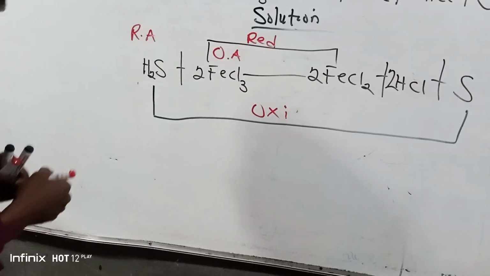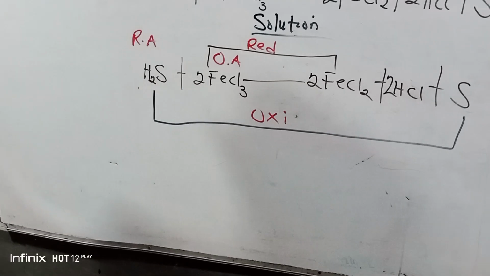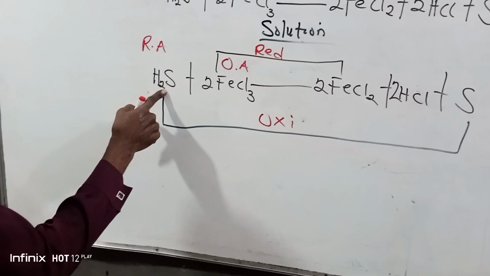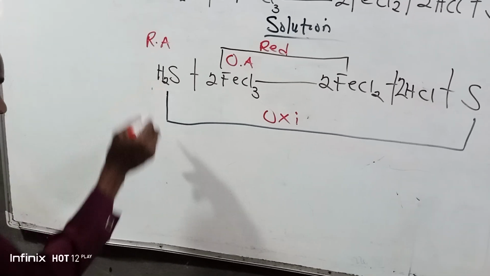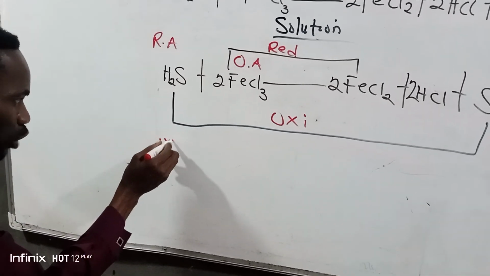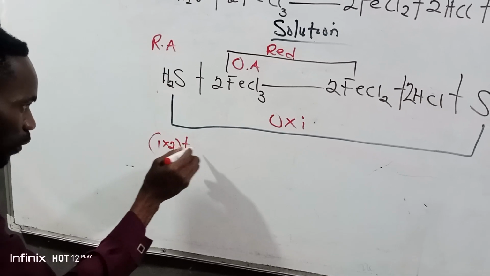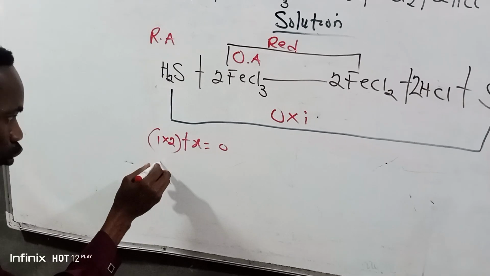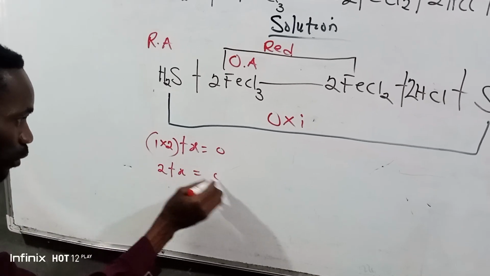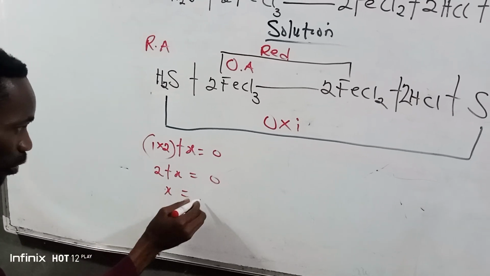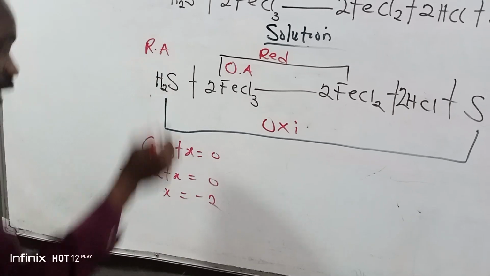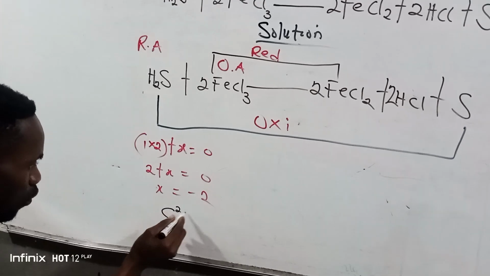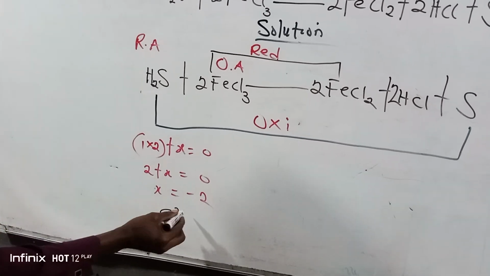Now, take a look at sulfur. Let me calculate the oxidation number of sulfur here. The oxidation number of hydrogen is 1, times 2 hydrogens, plus sulfur, let sulfur be X. Since it is a neutral compound, that will be equal to 0. So 2 plus X is equal to 0, which means X is equal to minus 2. So the oxidation number of sulfur is minus 2.